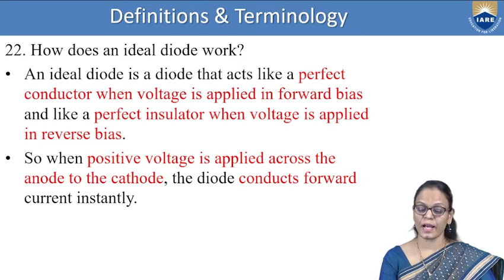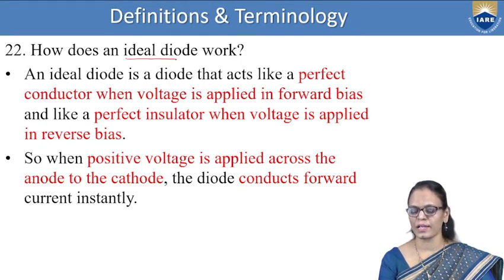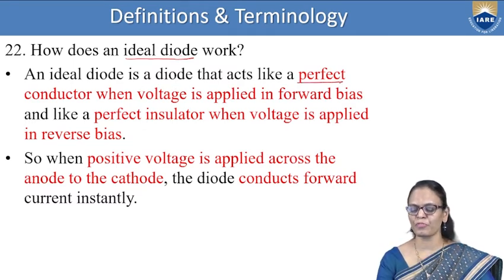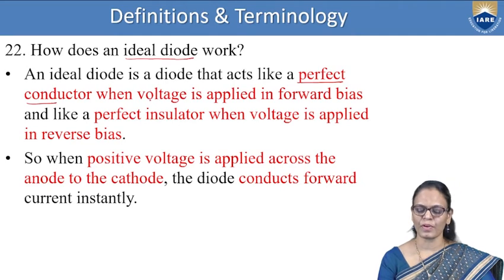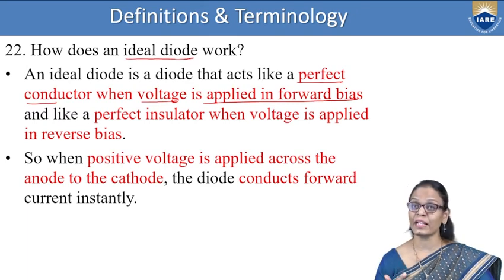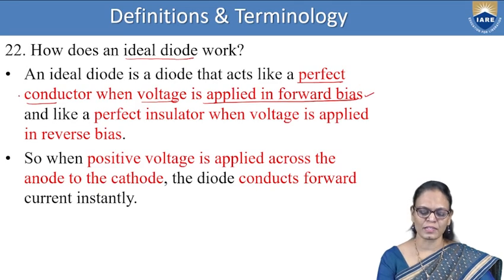Now, how does an ideal diode work? What is an ideal diode? An ideal diode is a diode that behaves like a perfect conductor when the voltage applied is in forward bias. We have discussed that forward bias means P is connected to the positive and N type is connected to the negative. So when it is connected in such a way, it acts as a conductor.